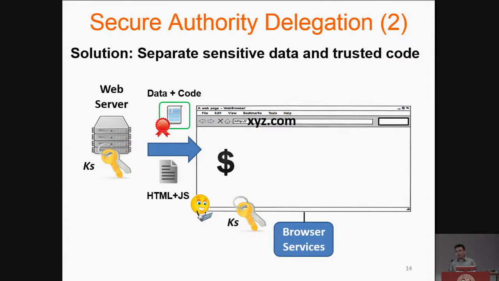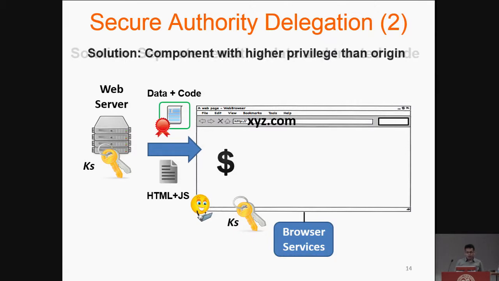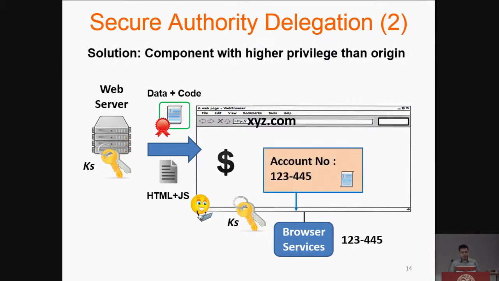And also, we need some component in the web browser to be able to run and execute this data and code, right? So the idea is we'll have this component in the web browser, and this component will execute this data and code. And only code running inside this component will have access to sensitive user-owned data. So in this case, only code running inside this box will have access to the account number.